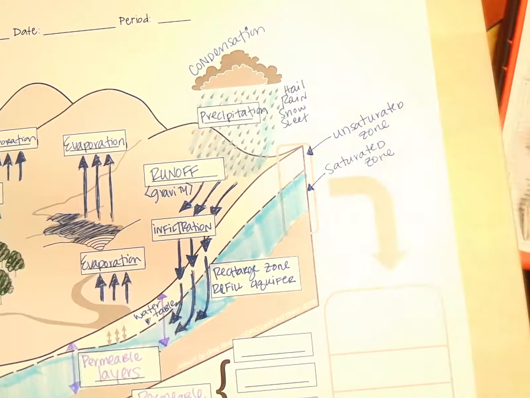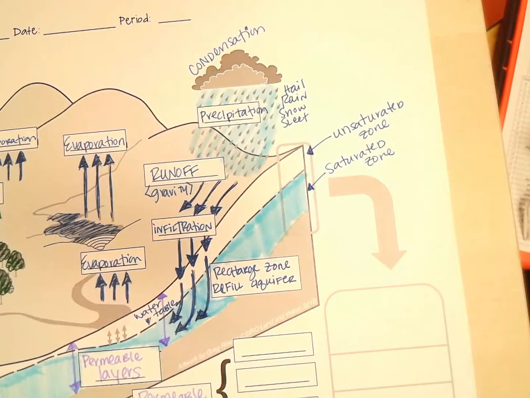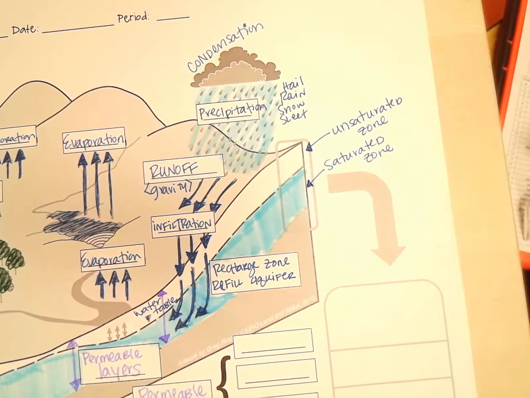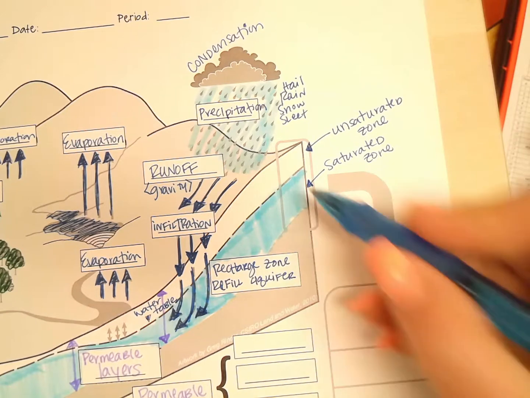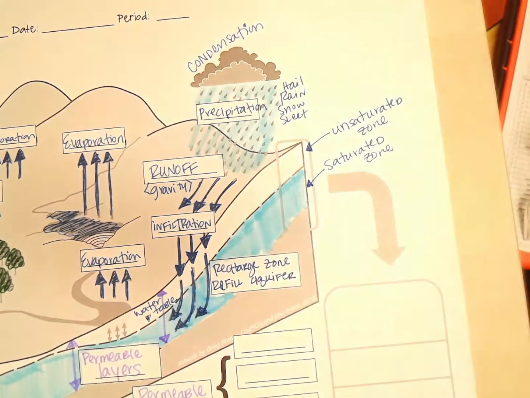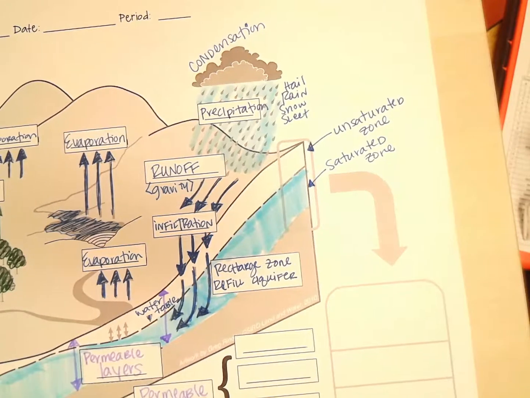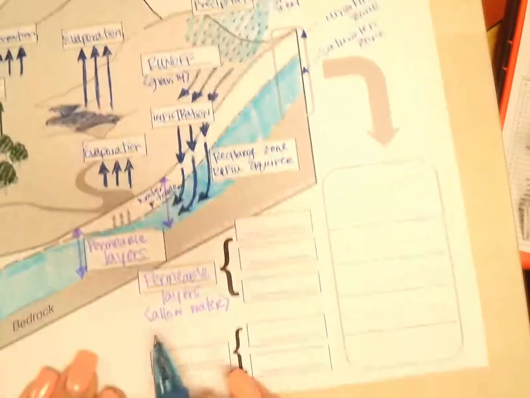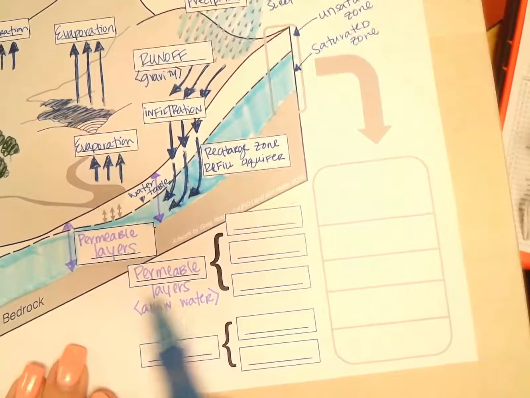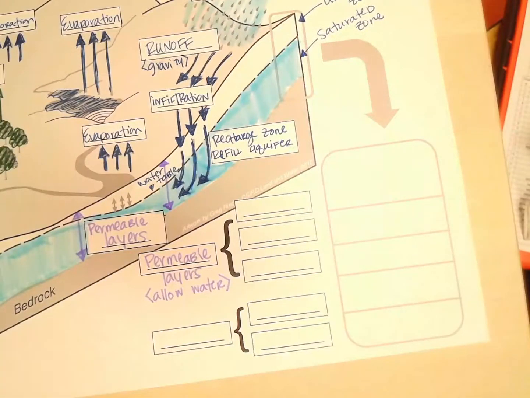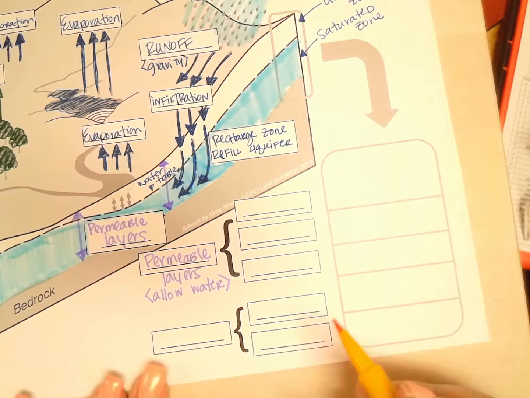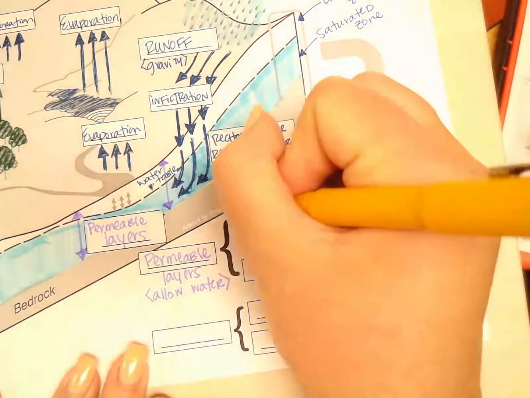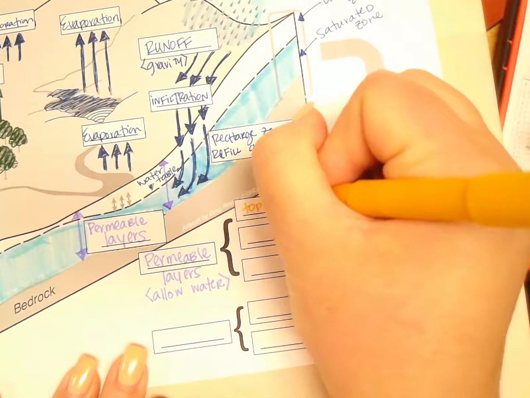Remember, the unsaturated zone is permeable, but it is not filled with water. The saturated zone is permeable, and it is filled with water. This is where we find our aquifers, right? And remember, this little dotted line is our water table, so that's the height of that water level, okay? So let's go back and look at our permeable layers, and we're going to color code these from lightest to darkest. So the first layer we're going to talk about is really just our topsoil layer.